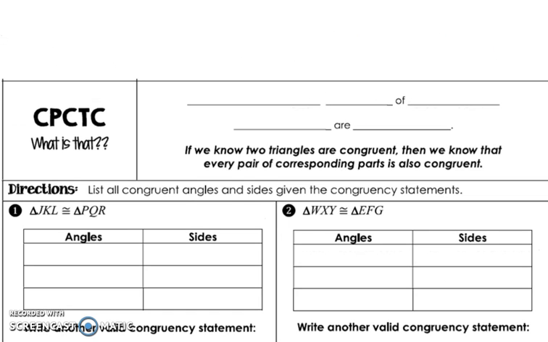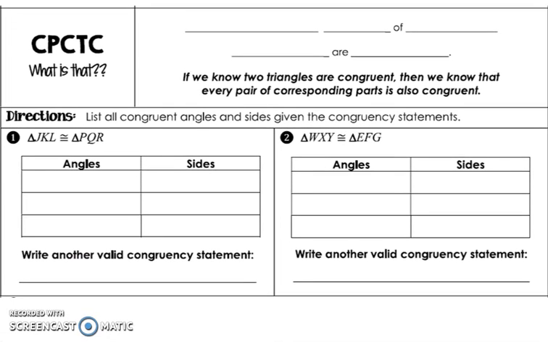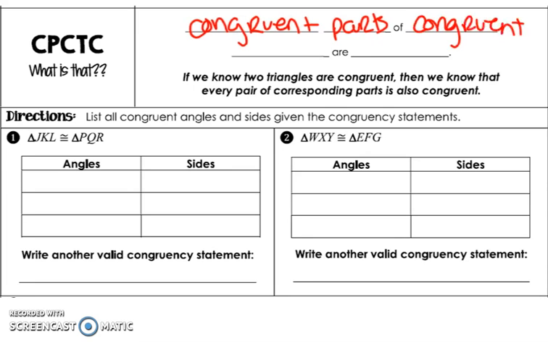Now, CPCTC. It is the shorthand way to say congruent parts of congruent triangles are congruent. So if I give you a congruency statement, all corresponding parts are going to be congruent every time.